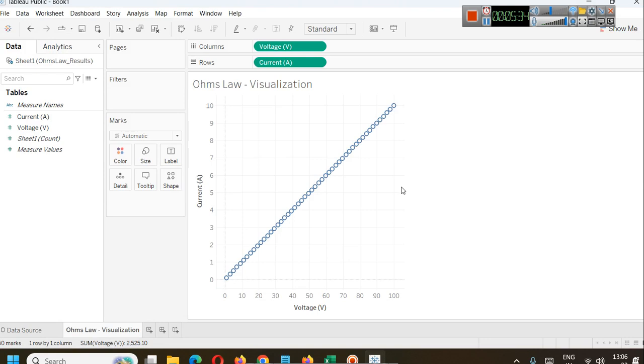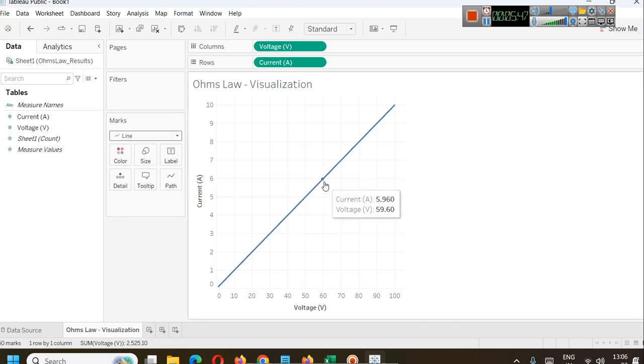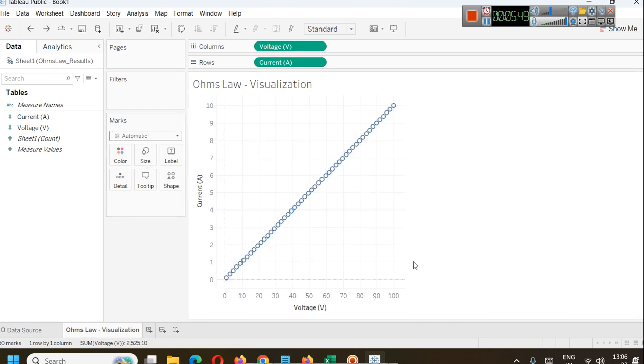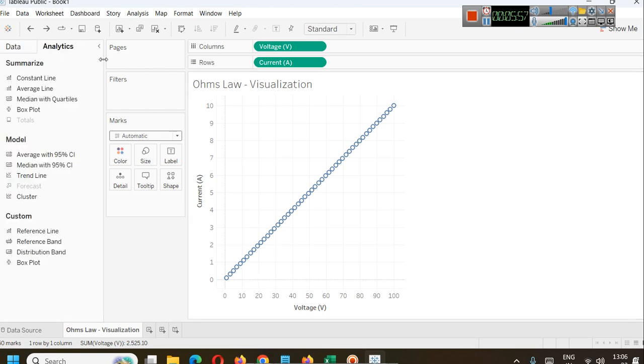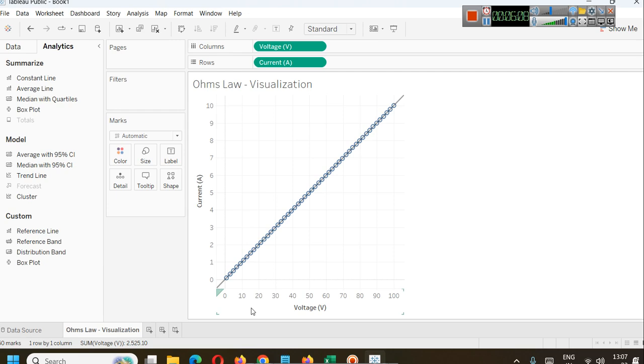Now in Tableau, when you create a graph between two continuous measures, it will give you scatter points. You can also change it into a line chart. We'll keep the scatter points because we will fit a trend line. From the Analysis tab you go to Trend Line and fit a linear trend line, because obviously there is a linear relationship, and you can see this trend line fits perfectly.